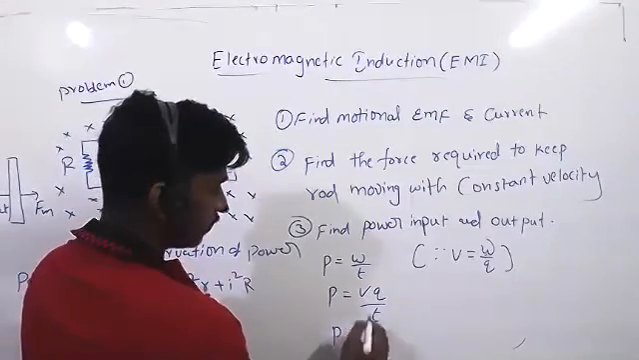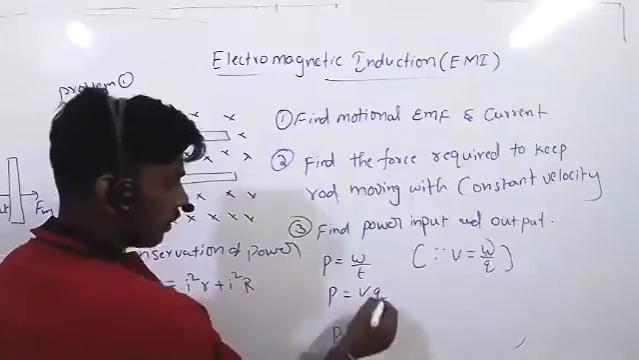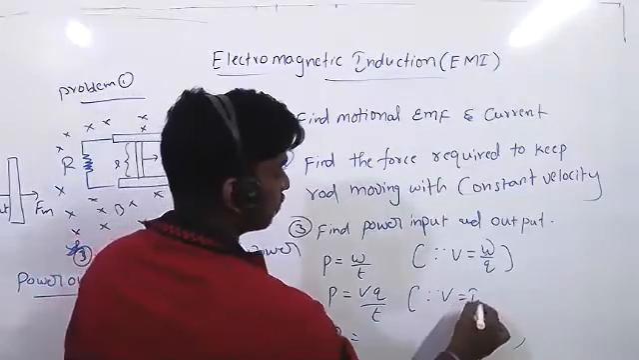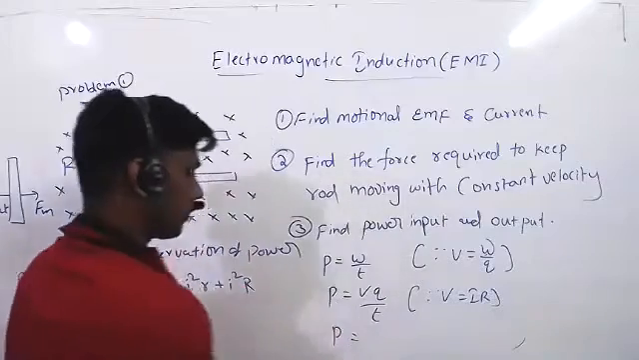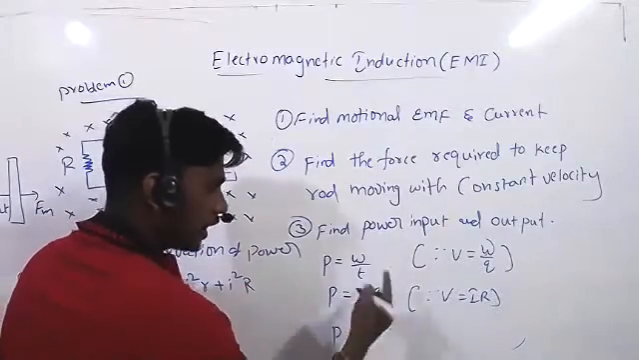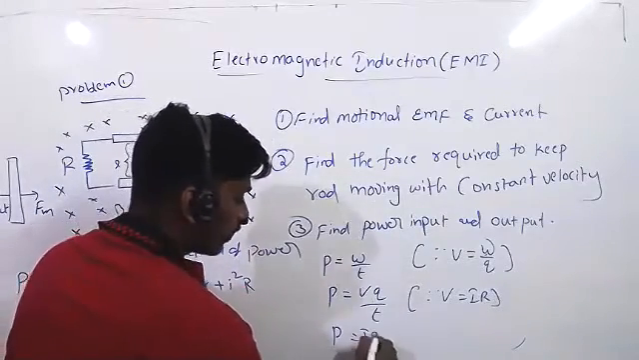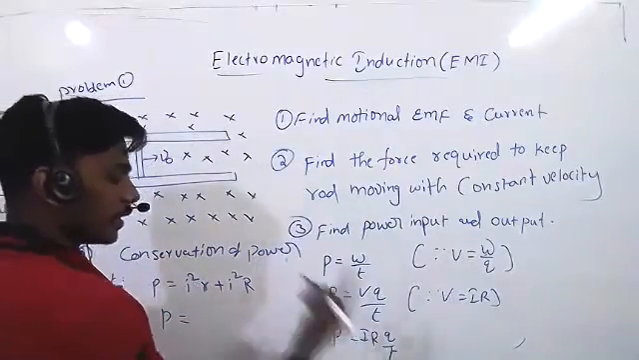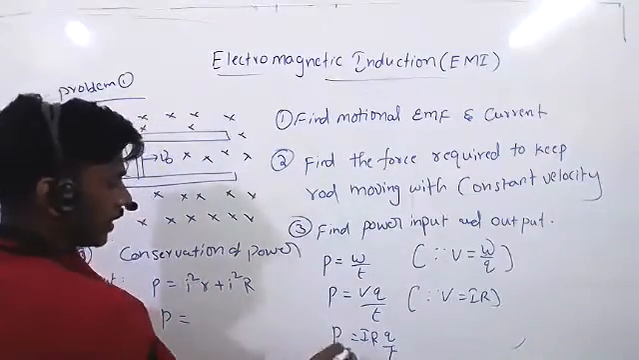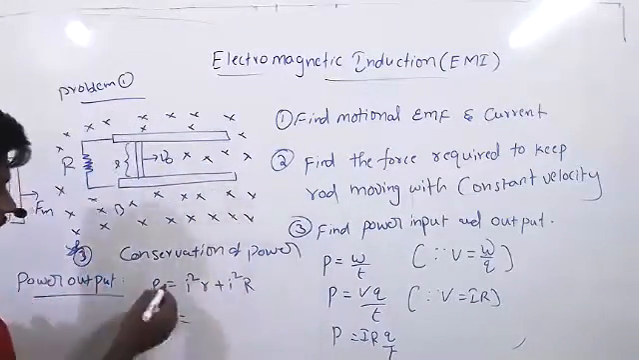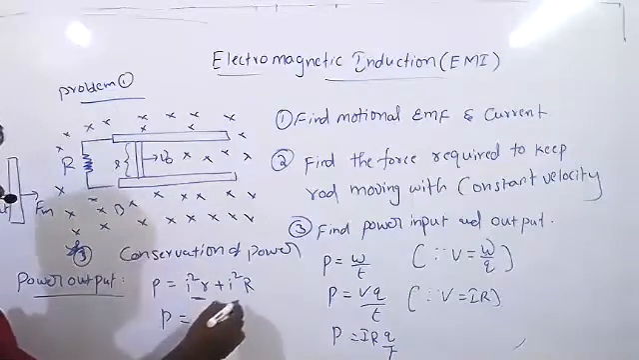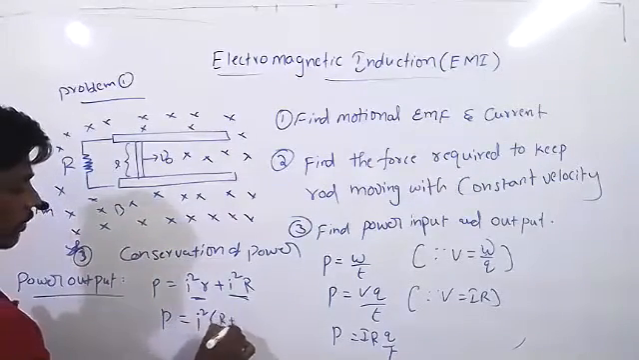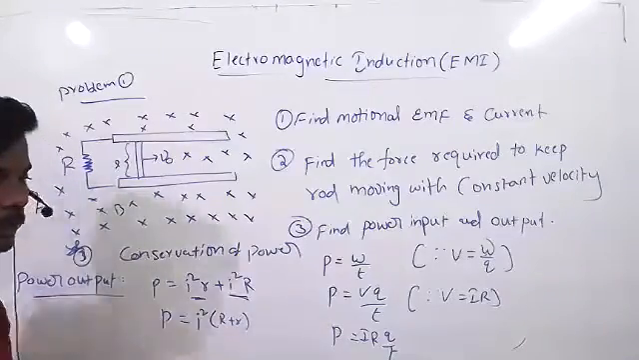Again P is equal to, since V is equal to IR, Q by T is nothing but, so IR, Q by T. Again charge by time is called current. So in total we will get, it is for internal resistance, it is for external resistance. So I square R plus R. Is it clear?